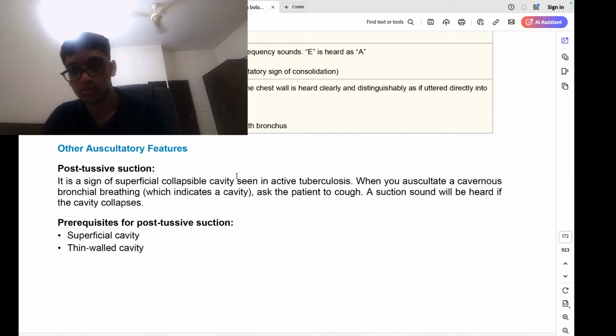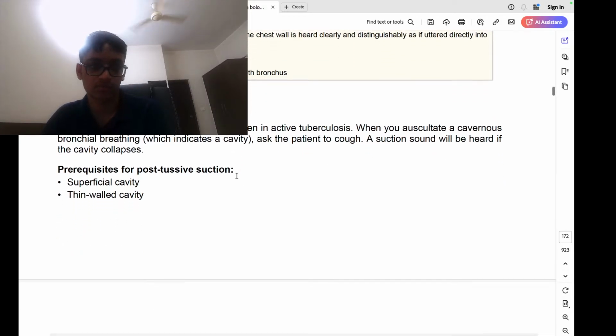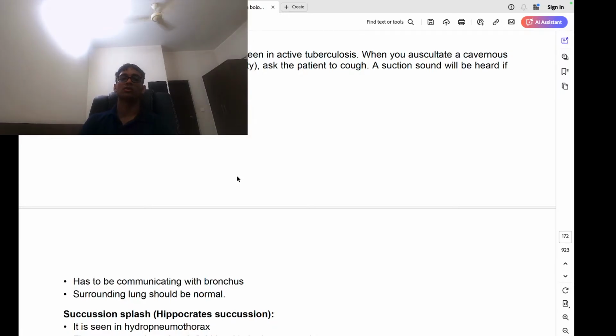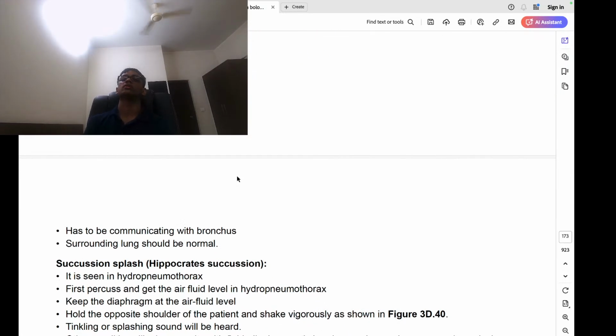When you auscultate a cavernous bronchial breathing, which indicates a cavity, and ask the patient to cough, a suction sound will be heard if the cavity collapses. Prerequisites are a superficial cavity and a thin-walled cavity. It has to be communicating with the bronchus. The caudal lung should be normal.